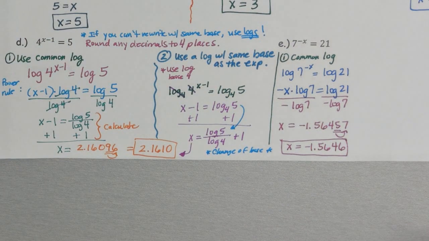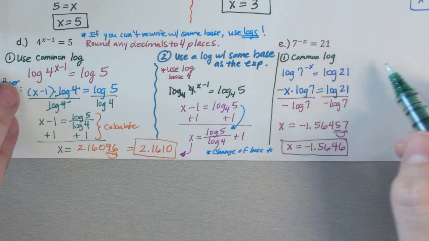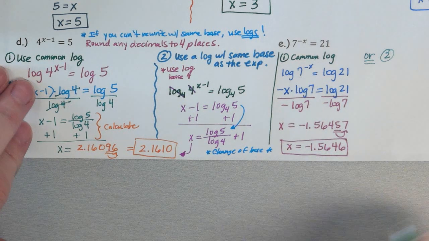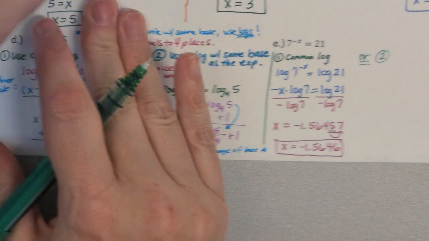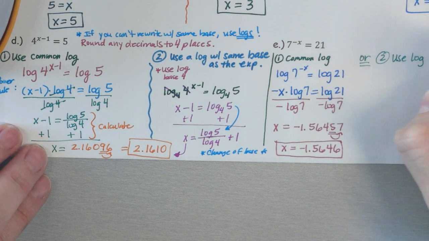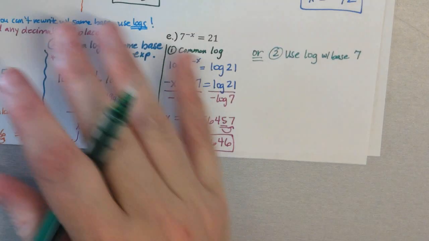All right, and then let's try the second way. You can pick which one. Even on your homework and your review, you can choose whichever one you like the best. The second way would be to use a log with what? Yep, so this would be log with base 7.